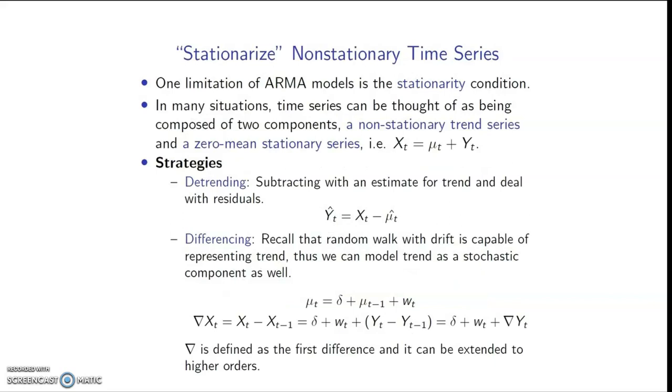Stationarizing non-stationary series. One limitation of the ARMA model is the stationarity condition. In many situations, a time series can be thought of as being composed of two components, a non-stationary trend series and a zero mean stationary series, that is xt is equal to mu t plus yt. So what strategies can we use? We may detrend, that is, detrending can be used, in which we subtract an estimate for the trend and deal with the residuals. Another strategy is differencing. Recall that a random walk with drift is capable of representing trend. Thus we can model trend as a stochastic component as well.